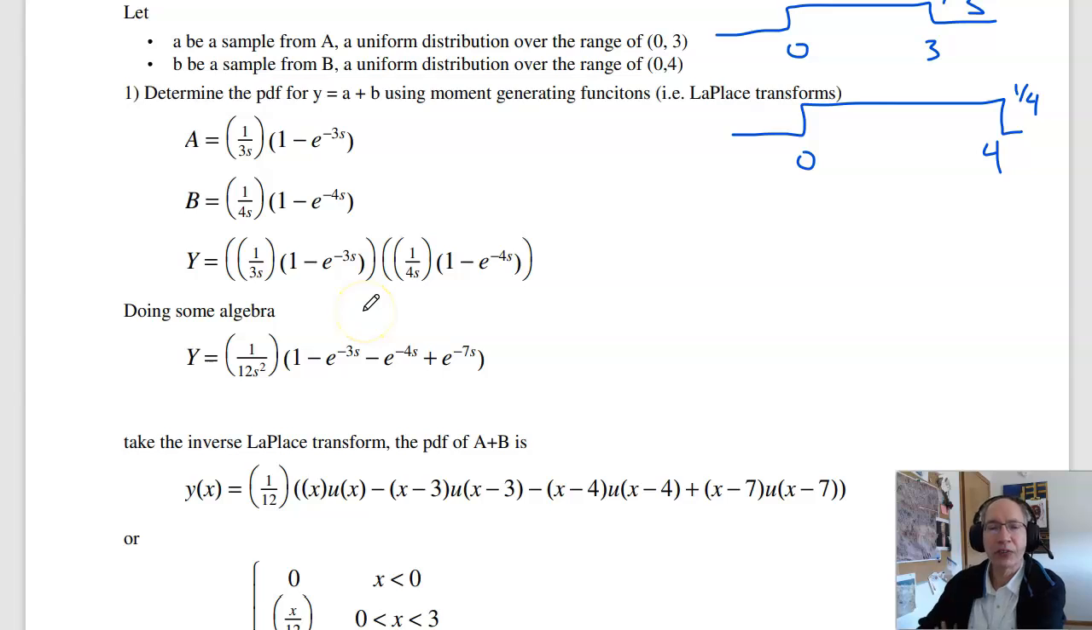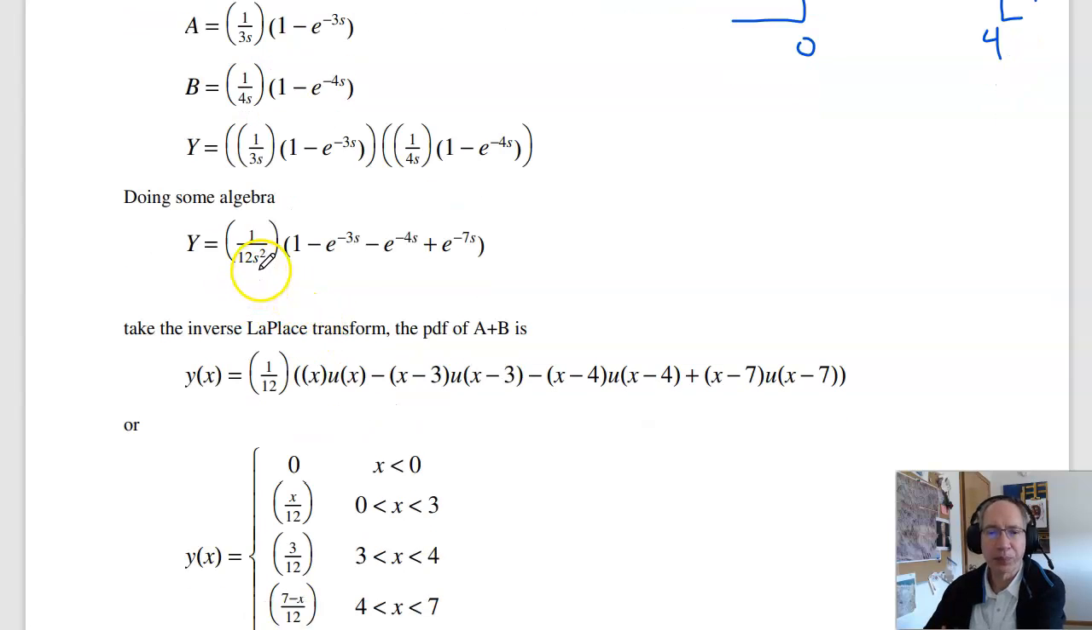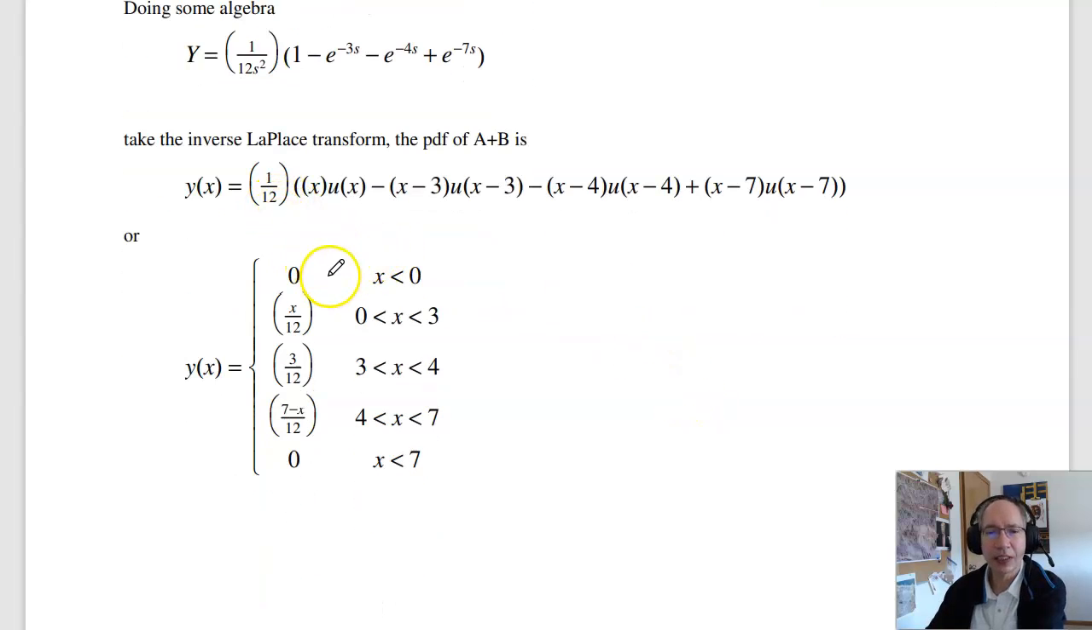The beauty of Laplace transforms is you don't have to convolve, you just multiply. So multiply these two together, and I get 1/12 s squared. Multiply out all the terms, and take the inverse Laplace transform. So this is 1/12 t, 1/12 x, whatever the x-axis is. Delay 0 seconds, delay 3 seconds, delay 4 seconds, delay 7 seconds. So there's your answer. Or another way to write it, it's 0 for x less than 0.